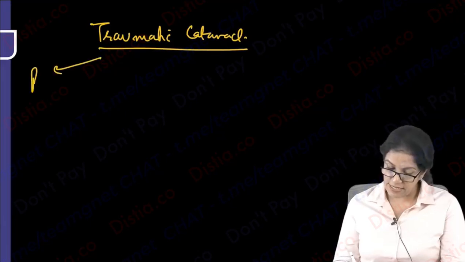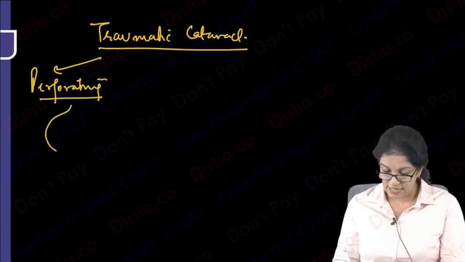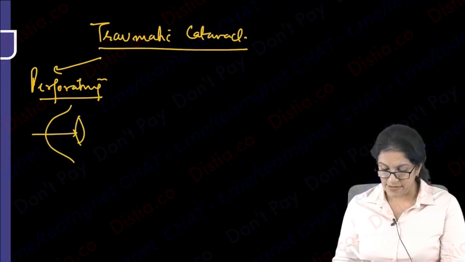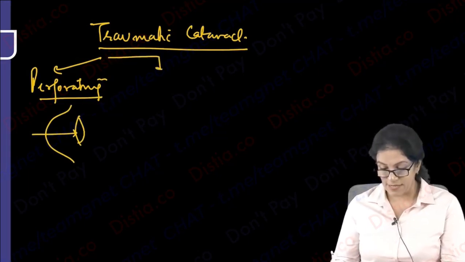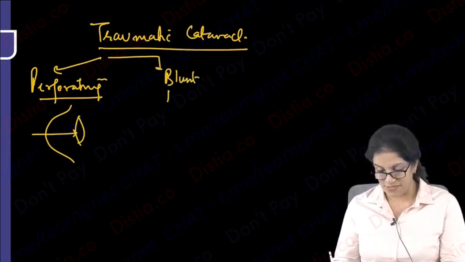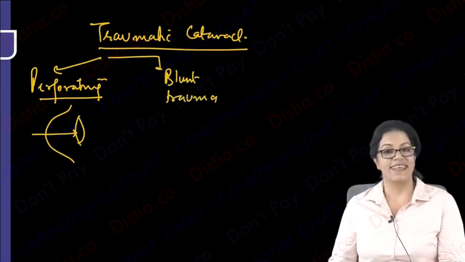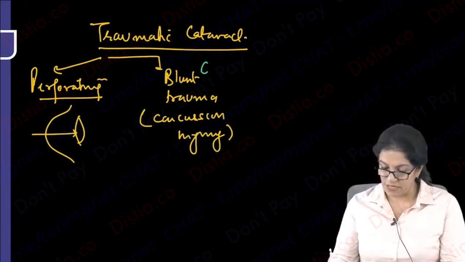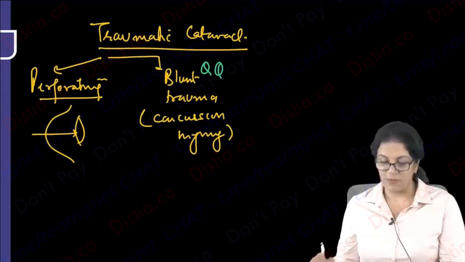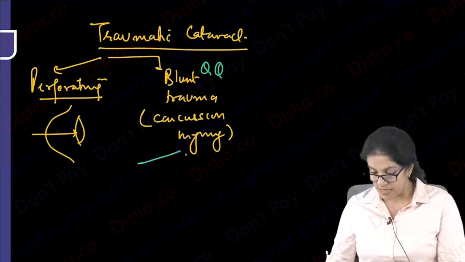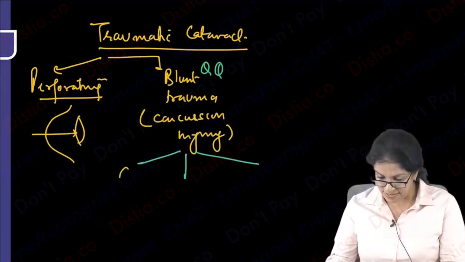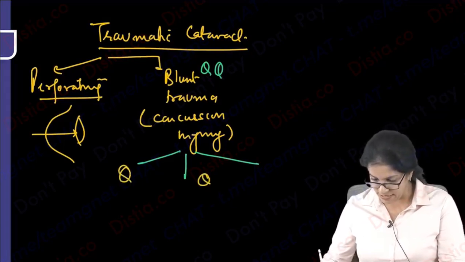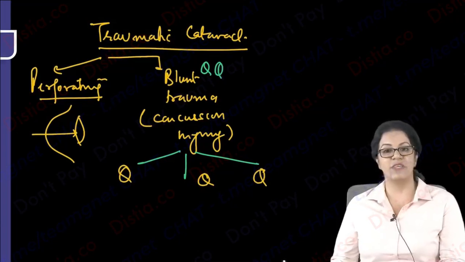So, perforating injuries: if the perforating object is hitting the lens, then definitely it will lead to cataract. Second, I said blunt trauma. Lot of questions, very important. Blunt trauma, also called concussion injury. Let's make a cue here, all of you. Two cues here, very important. There are three main things that we have to keep in mind regarding blunt trauma, and all three are exam questions. Let's put the cues.